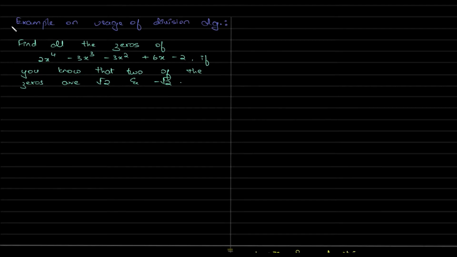So let's start off by doing the division. We have things that are given. We have f of x being equal to 2x to the power of 4 minus 3x cube minus 3x square plus 6x minus 2.